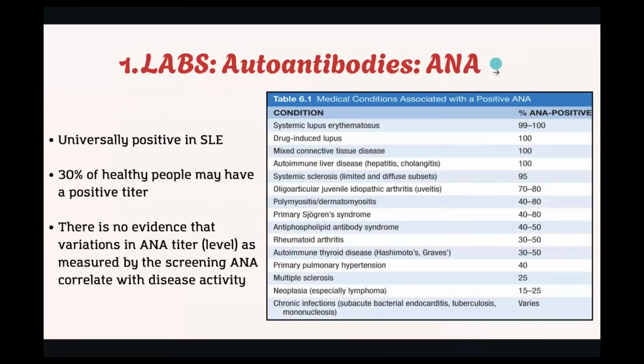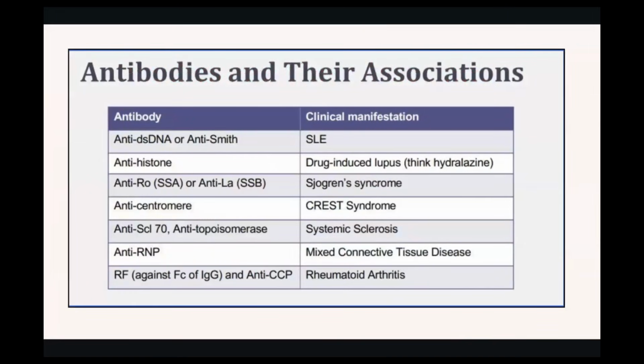ANA. ANA is an antibody that is usually positive in a lot of immune diseases, but it has to be positive in SLE. It's universally positive in SLE. So it's to the point that I cannot diagnose SLE unless I have a positive ANA. Here we have other antibodies.